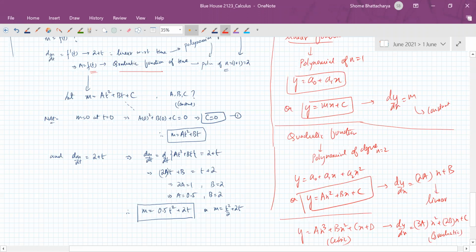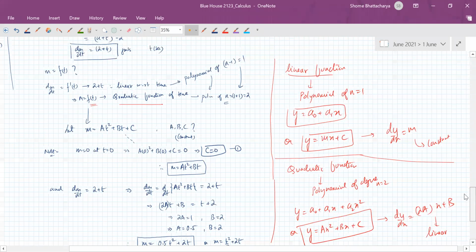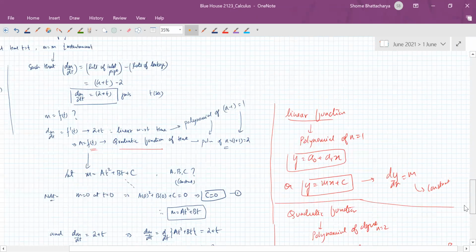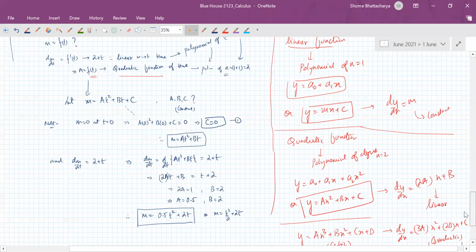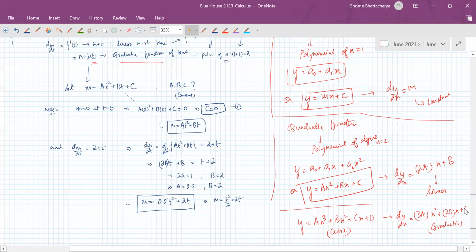Yes, sir. So this is an important little concept to understand in differentiation, that when we talk about polynomial functions, any polynomial function's derivative will have a degree 1 less than the polynomial function.